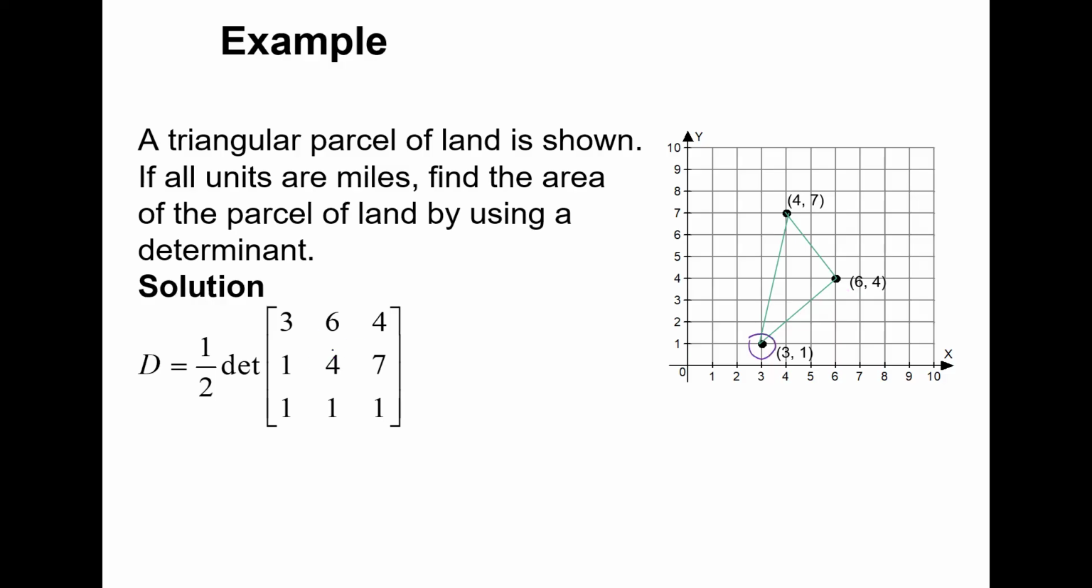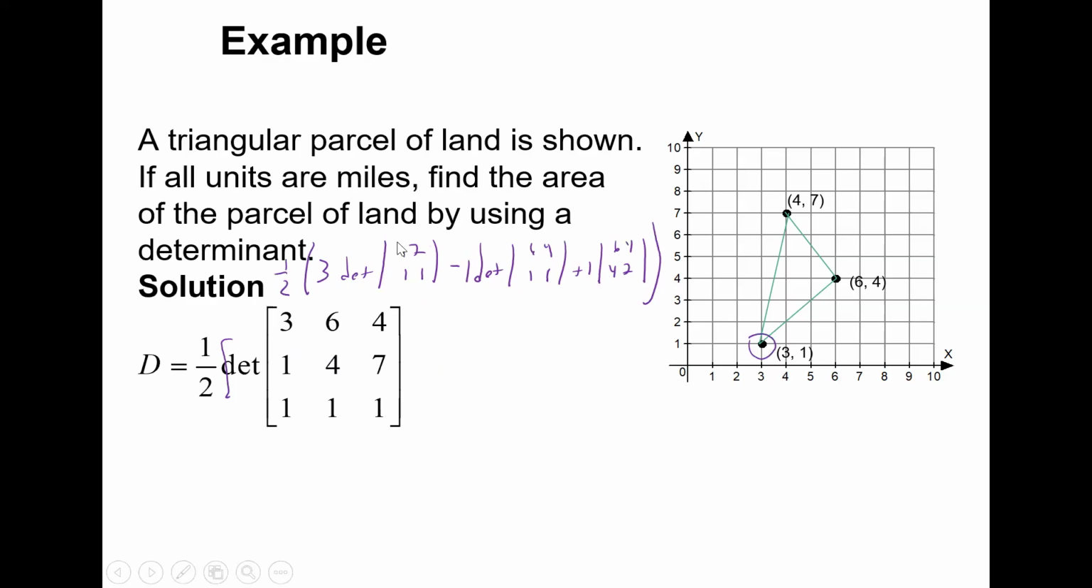So we need to do like we've been doing. We're going to take 3 times the determinant of, what's left over, a 4, a 7, and a 1, and a 1. Then we're going to take a minus 1 times the determinant of 6, 4, and then 1, 1. And then plus 1 times the determinant of 6, 4, and 4, 7. That's what we're doing to get to this piece here. Then we're going to take half of whatever that is, so we could put all that in parentheses and say half of that.